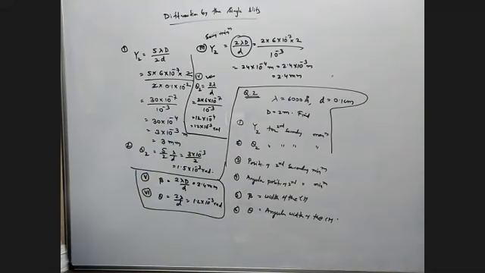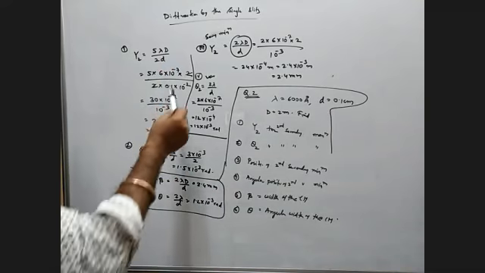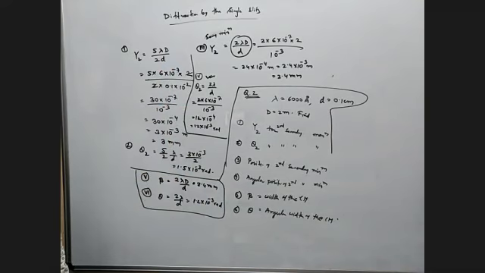Now, sometimes they say the whole system is immersed in water. So if the whole system is immersed in water, then for everyone, in case of lambda, lambda m, that means lambda divided by refractive index of that medium. Is it clear? Yes, sir.